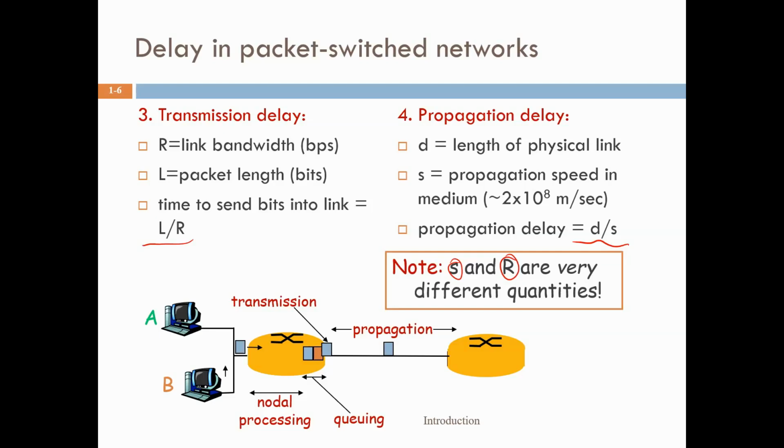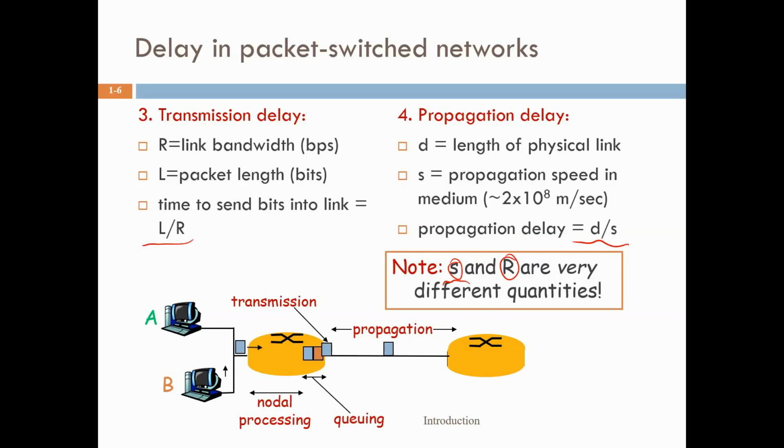Speed, S, which is the factor that you use to calculate the propagation delay, is a property of the physical medium. As we said, if it's a wireless link, then you're traveling at the speed of light, 2 times 10 to the power 8 meters per second. If it is a wired link, then the signals may be traveling at a smaller speed. This is the physical speed of signals traveling over the medium.